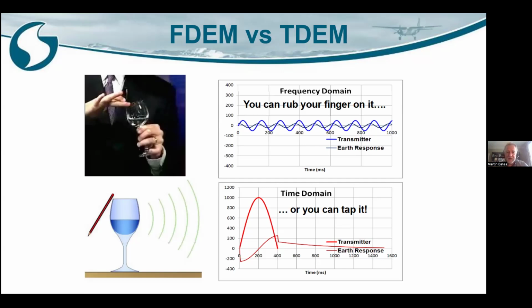I particularly like this one because it shows you the difference between time domain and frequency domain with a wine glass. If you rub around the surface of the ring, it's like you're giving a continual low signal. And that's what we do in frequency domain. It's a very weak signal, which means that it's easy. The problem you have with this system is that you're creating a signal, but you will always see that signal in your detector as well.